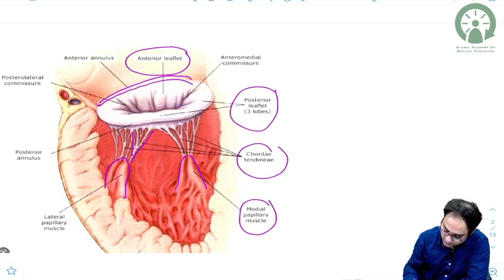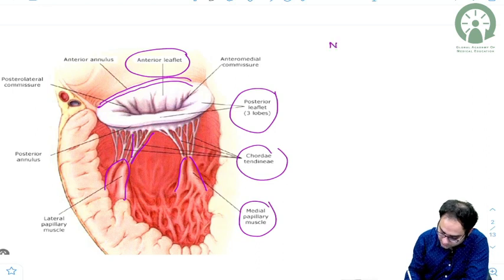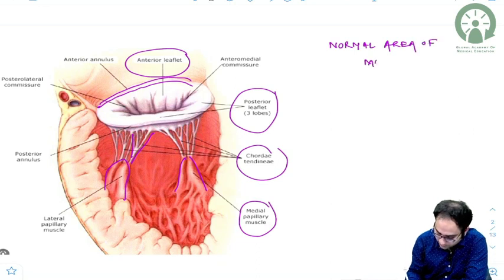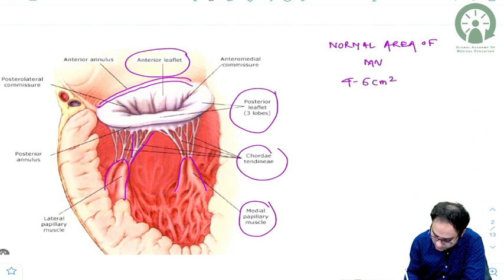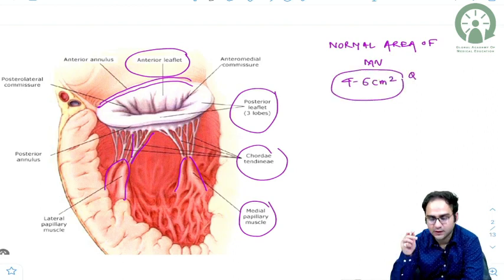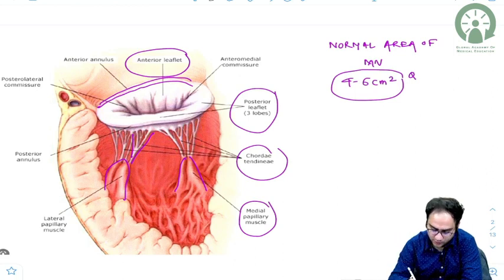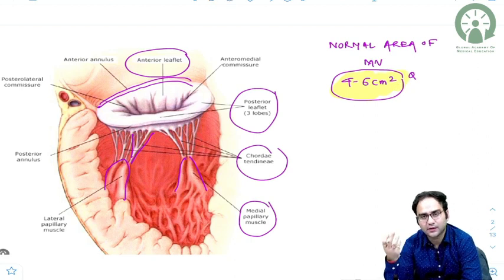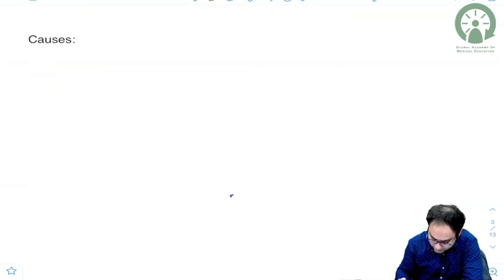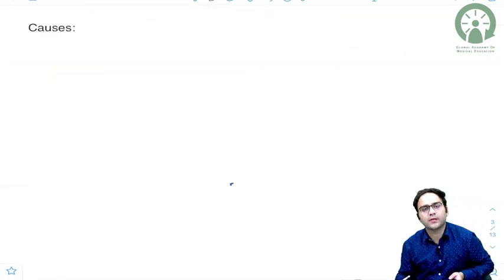Now, an important thing you need to remember is the normal area of the mitral valve. The answer is 4 to 6 centimeters square. This is the normal area of the mitral valve. This is important from the exam point of view because when I teach you the reduction in the mitral valve orifice in mitral stenosis, you will come to understand. Okay. So what are the causes of mitral stenosis?